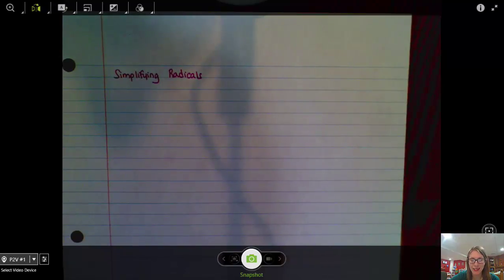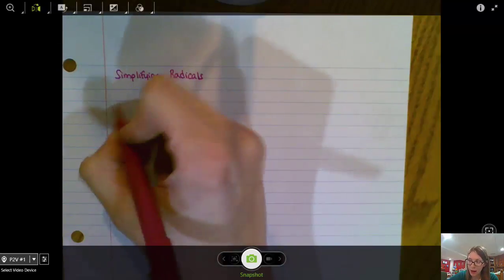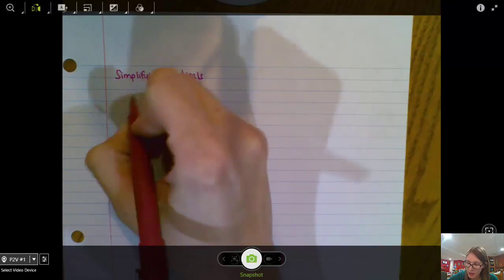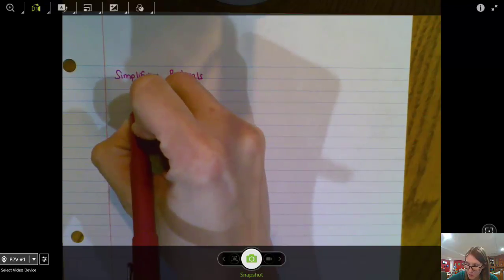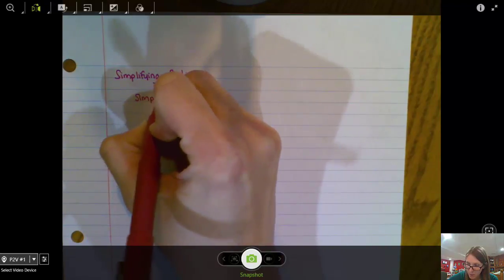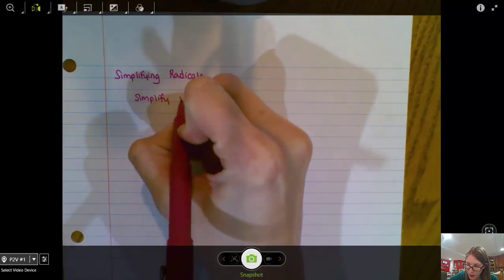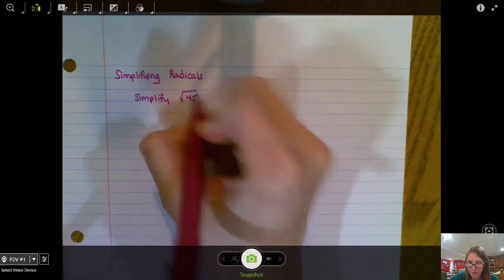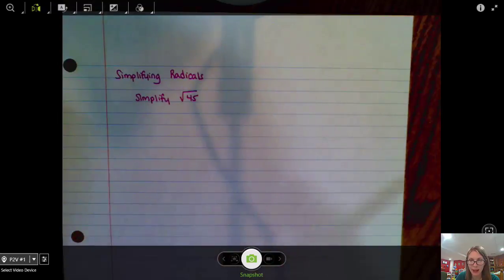All right, by request, here is a little mini lesson on simplifying radicals. I'm going to show you two methods for simplifying radicals, and it is totally up to you what method you want to use. So my problem I'm going to look at is I want to simplify the square root of 45.